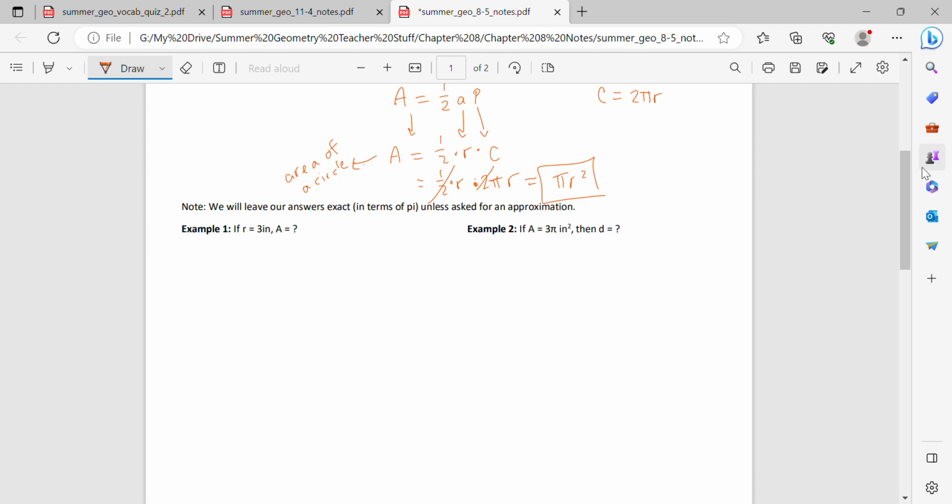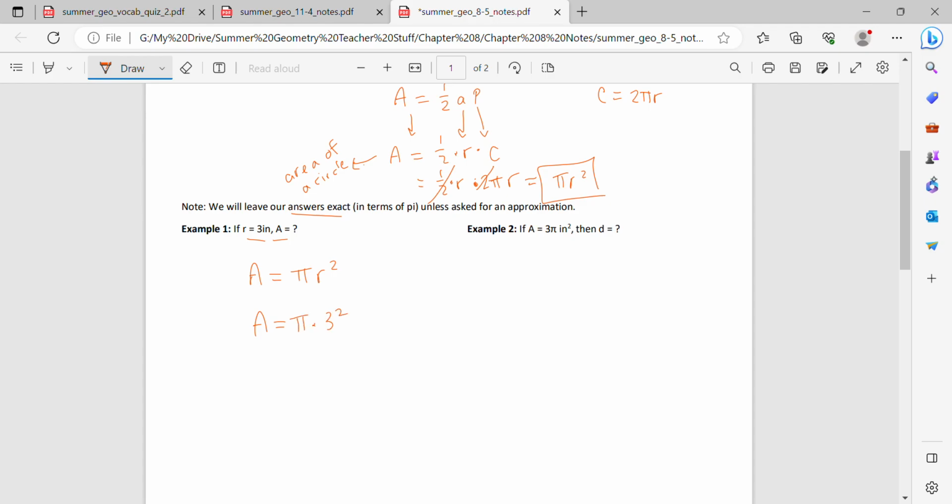So let's do a couple things. If our radius is 3 inches, what would our area be? And we're going to leave our answers exact, meaning we are going to leave pi in the answer. So let me show you how that works. So the area of a circle is pi r squared, and notice I have equal signs here because I'm using pi as a symbol, and so I'm not using its decimal approximation.